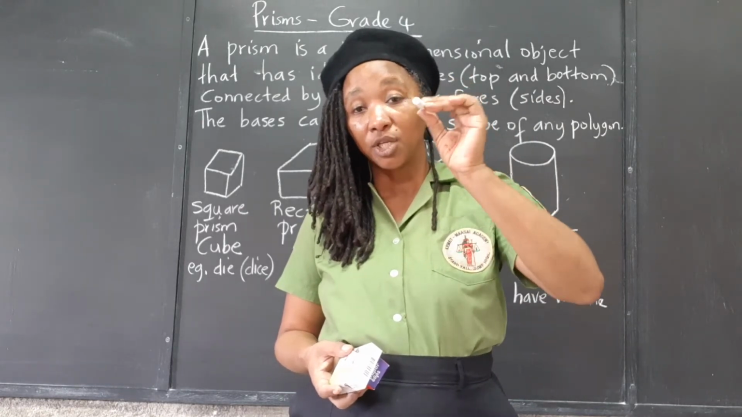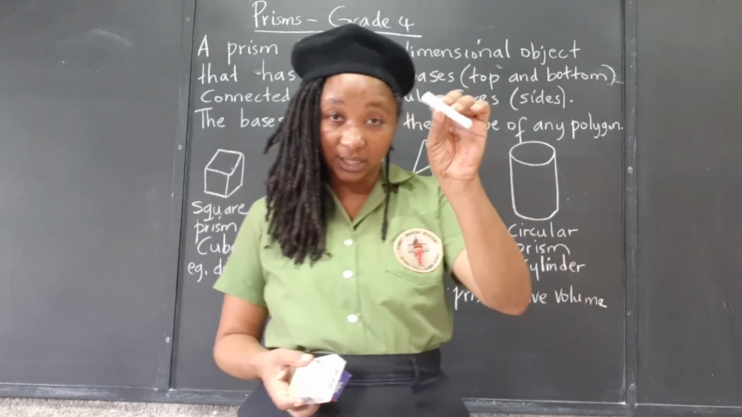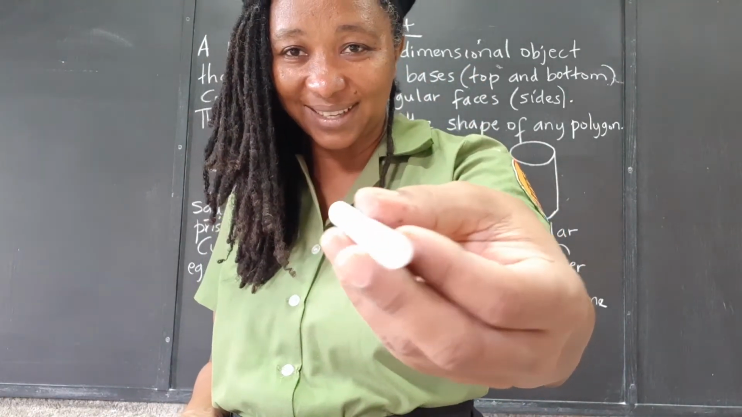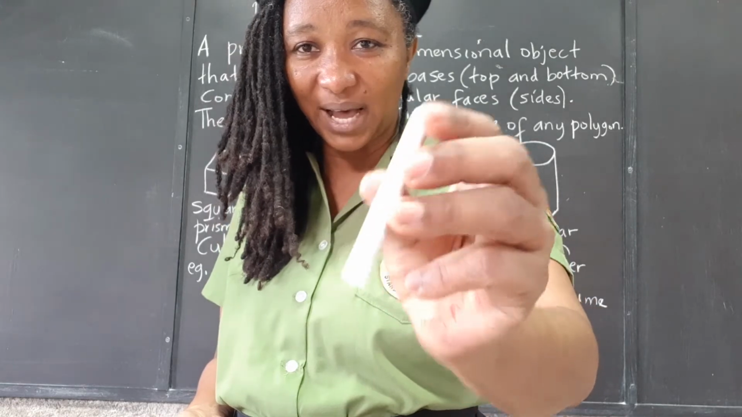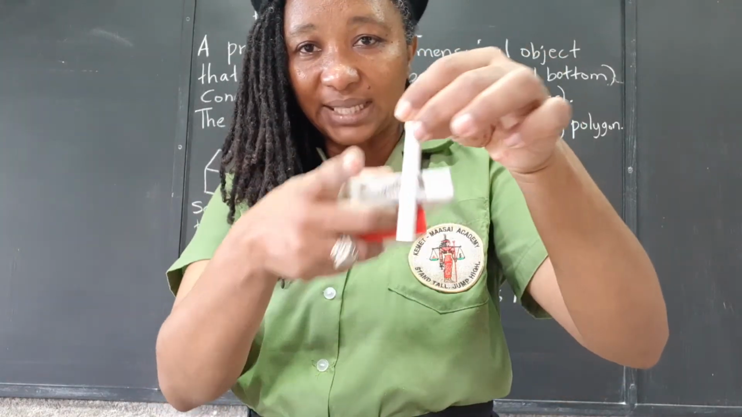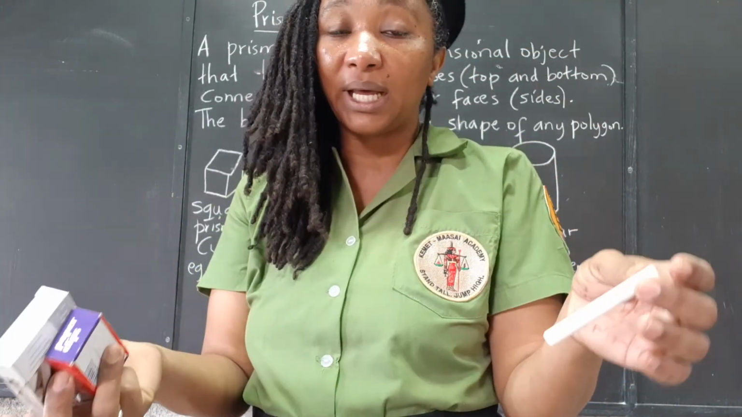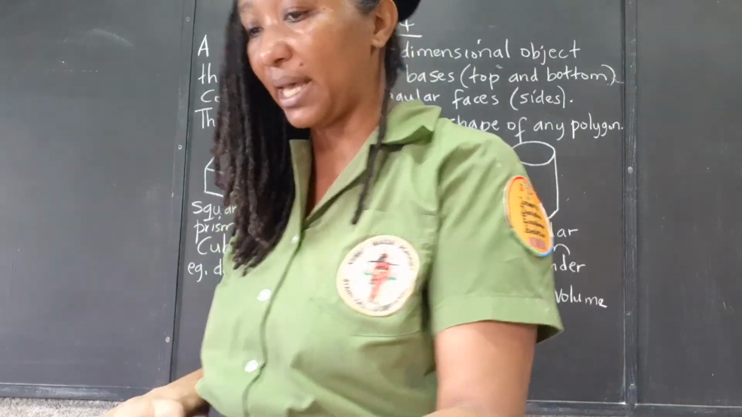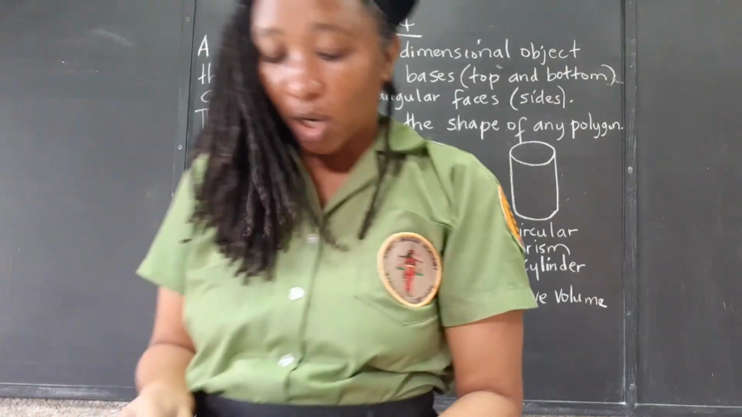See that? Circular base. It's hard for you to see, right? So circular base, circular top, and the side which is curved, but we know that in essence it's a continuous rectangular side, right? But look at these now.